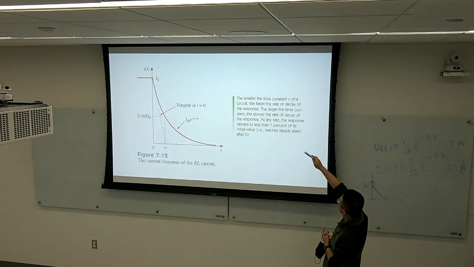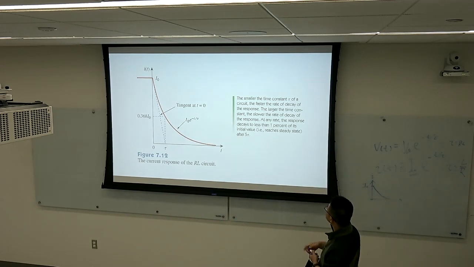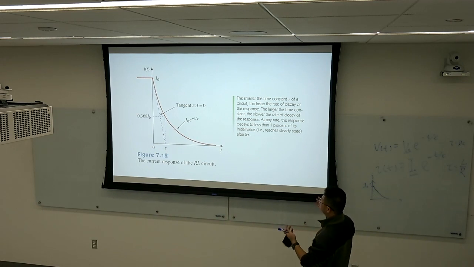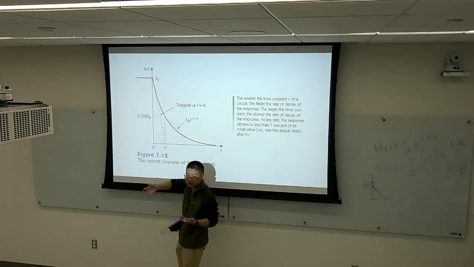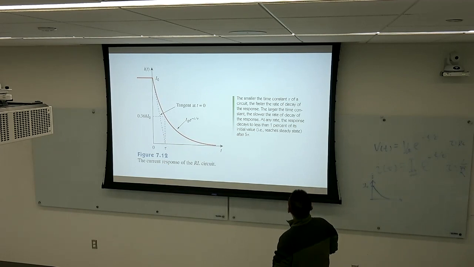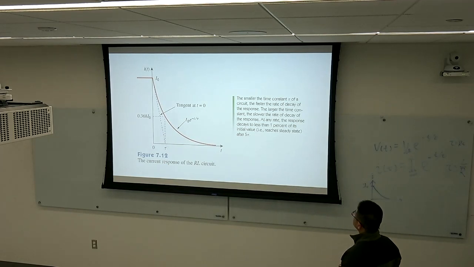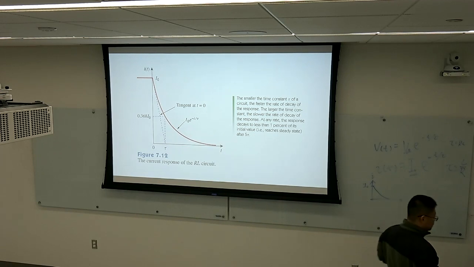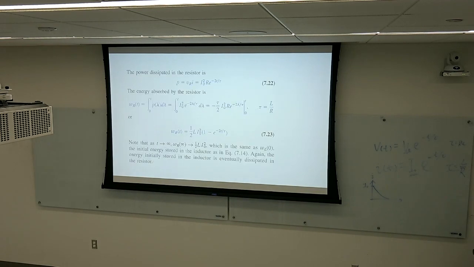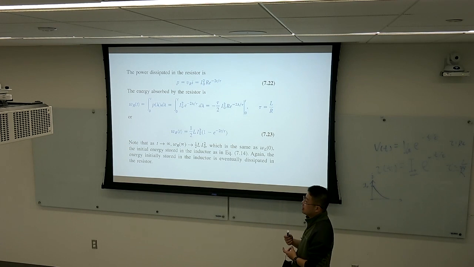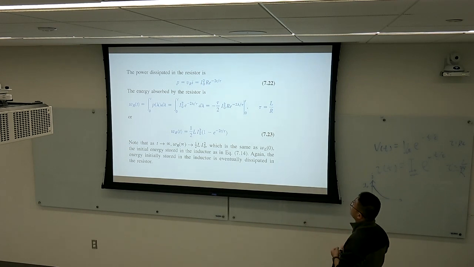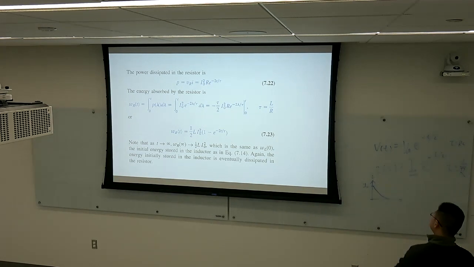The smaller the time constant tau of a circuit, the faster the rate of decay of the response. If tau is smaller, the slope will be larger, so the current decays faster. The larger the time constant, the slower the rate of decay of the response. And that's the RL circuit.